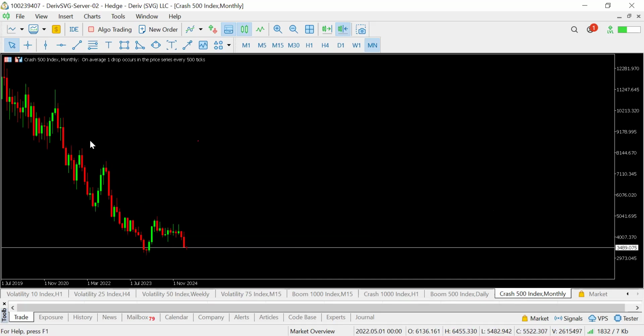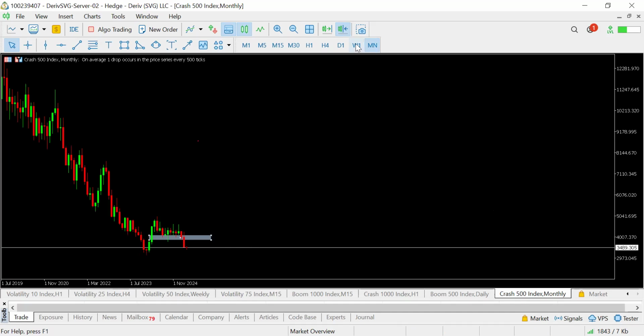This is a lower high, lower low, lower high, lower low. It's made a lower high. Now it ranged for months. So we have 1, 2, 3, 4, 5, 6, 7, 8, 9, 10, 11 months, so almost a year. In the whole of 2024, Crash 500 was ranging, and then finally broke out in the 12th month, December 2024. It broke out, and that's what we have now.